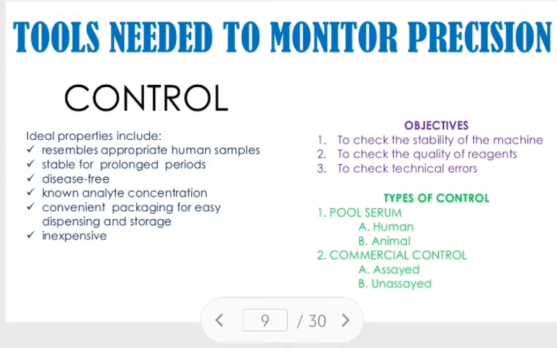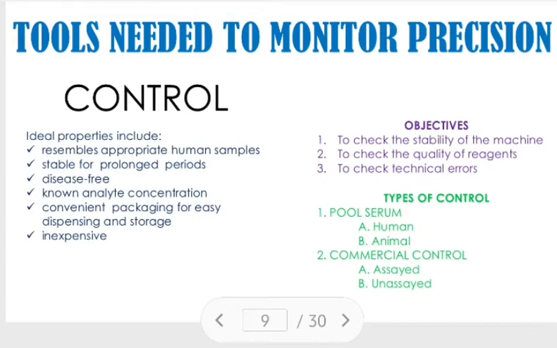For the ideal properties of control, it resembles appropriate human samples, stable for prolonged periods, disease-free, known analyte concentration, convenient packaging for easy dispensing and storage, and last, it should be inexpensive. For the objective of quality control, it is used to check the stability of the machine, to check the quality of reagents, and to check if there are technical errors.